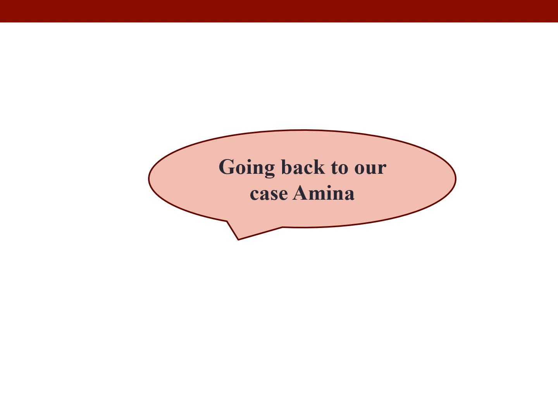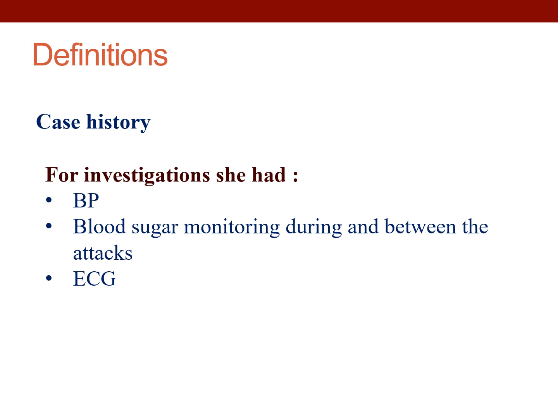Okay, now going back to our case, from the case history you realize that she was having non-provoked seizures which were recurrent. You were thinking that these were epileptic seizures. How are you going to manage? First, you are going to make sure that they are not provoked, so you are going to take the blood pressure, the blood sugar, and because she's actually diabetic, you would like to know the blood sugar between the attacks and during the attacks, and you will do an ECG. All of that comes back normal.